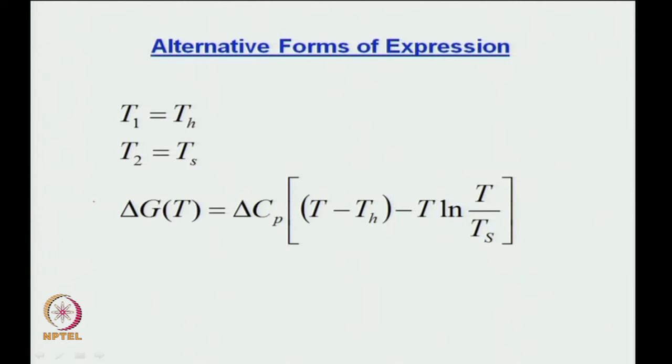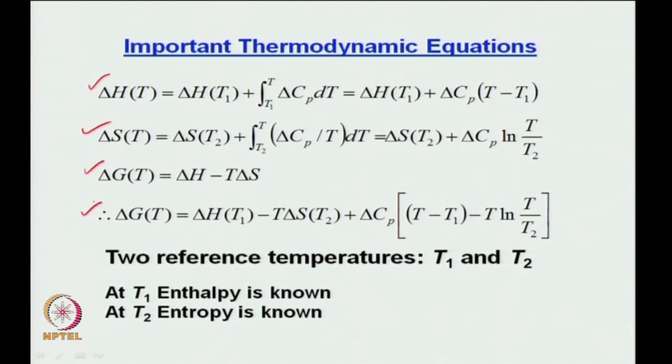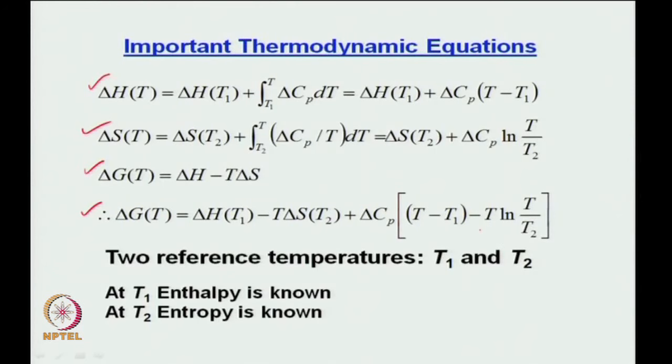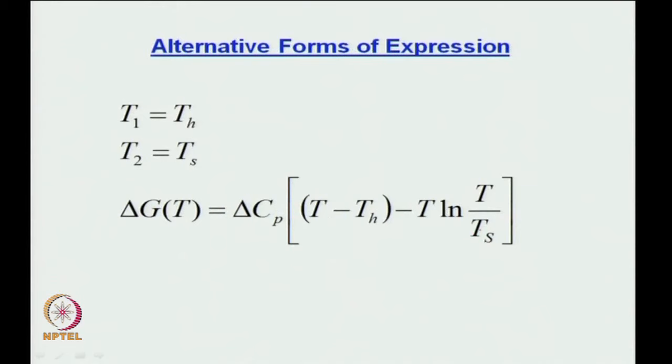If T2 is equal to Ts, what happens to delta H0? When T1 is equal to Th, the first delta H goes to 0. When T2 is equal to Ts, the delta S goes to 0. So, what are you left with? Only the last term, and that is what you see here, where you have made the small transformation that T1 now is equal to Th and T2 is now equal to Ts. That is what you have done.